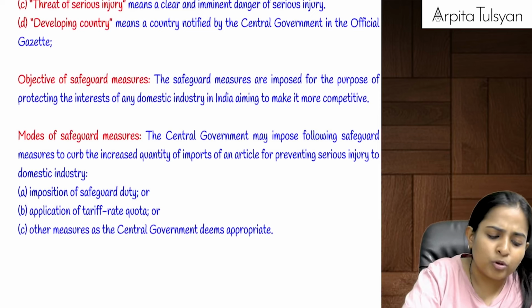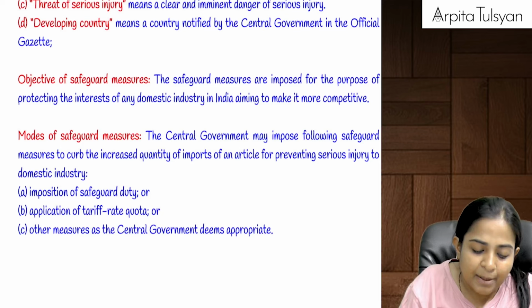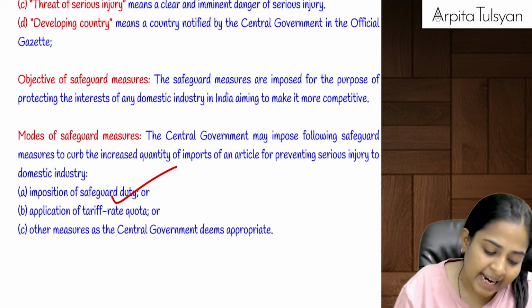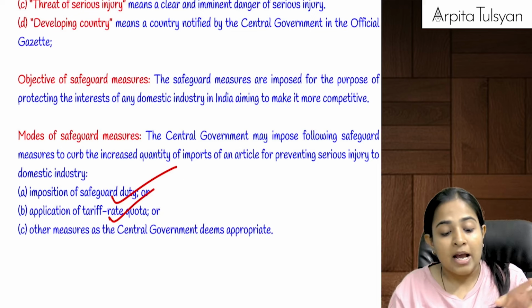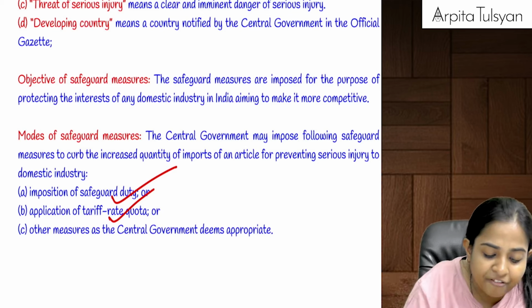So, 2 to 3 things can be done under the safeguard measures. First one, the government can impose safeguard duty, means it will impose some tax at the time of import. Second, it can apply something called a tariff rate quota.